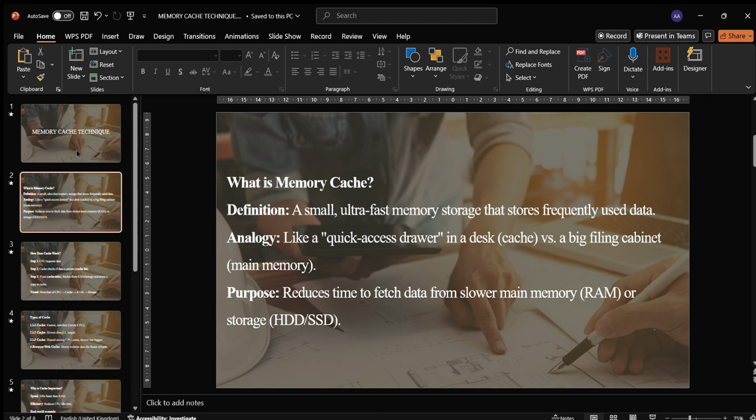The term analogy is a comparison between two things that are similar in some way, used to explain a complex idea by relating it to something familiar. Purpose: the purpose is to reduce the time to fetch data from slower main memory, or RAM, or storage.